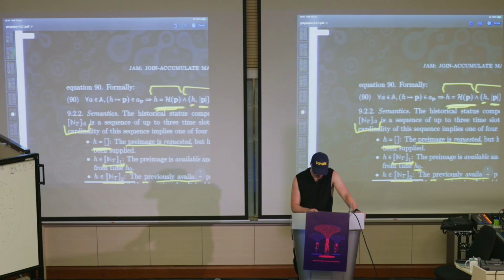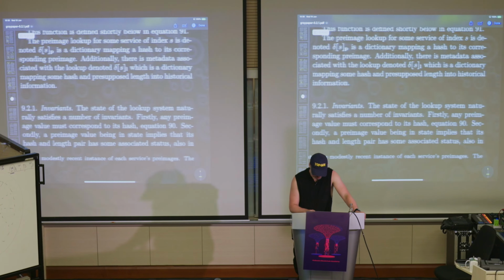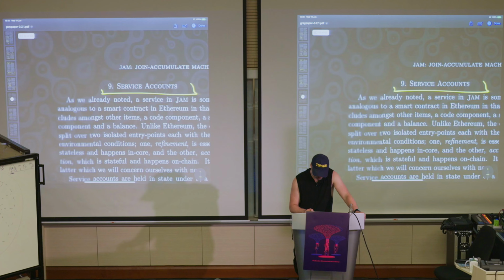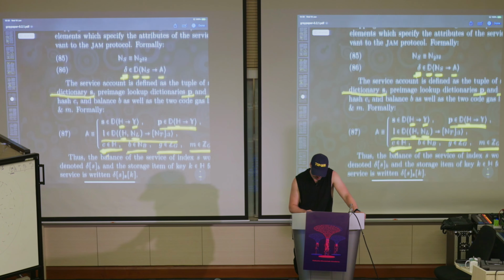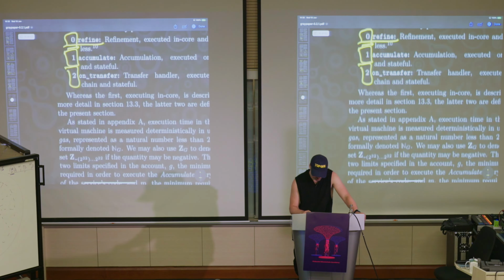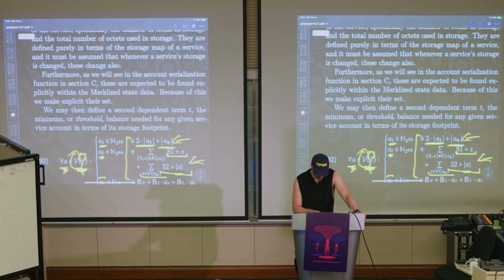And this should be somewhere. Did I miss it? I would have thought it would be in the invariants, but apparently not. Okay, well, it is an invariant, even if it's not explicitly mentioned. Yeah, it doesn't seem to be explicitly mentioned.